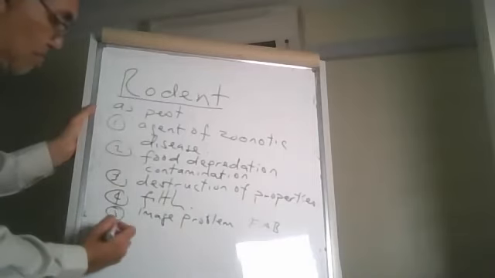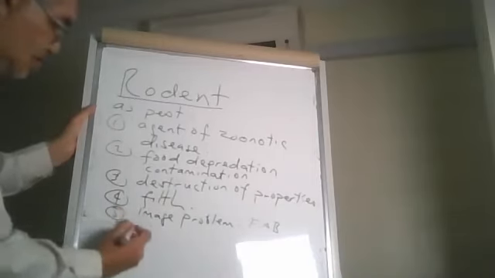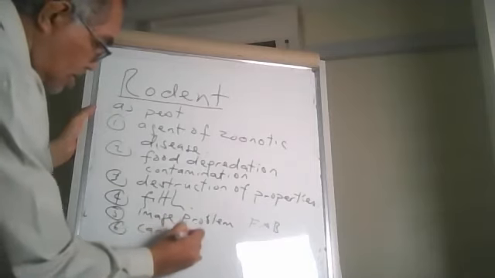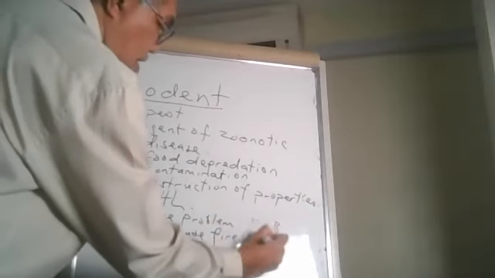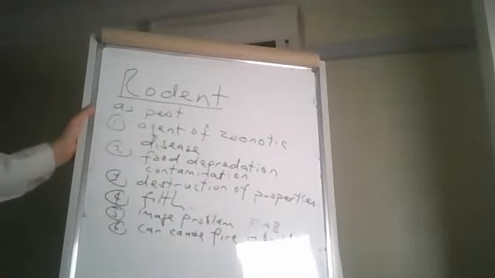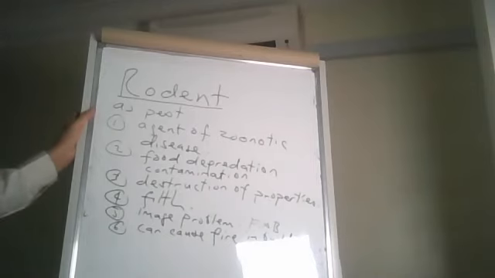Number 6, there are many more. Even can cause fire in building. Bakaran pada bangunan. And 25% of all fires in the US can be caused by rat feeding or biting on the electrical cord, so causing short circuitry, menyebabkan litar pintas dan bangunan tadi terbakar.